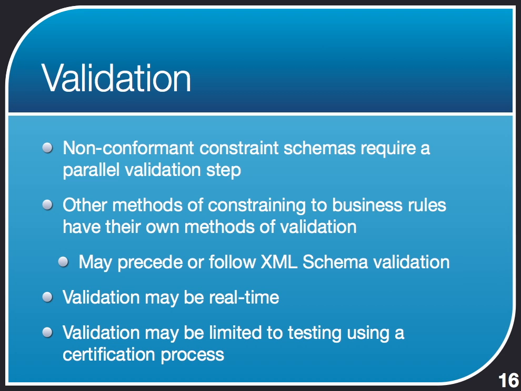Other methods of constraining to business rules, like Schematron, have their own methods of validation. So you can use other ways to constrain your instance document to certain business rules, and each of those other methods will have their own method of validating whether or not an instance document conforms to the business rules that are being defined. That validation may precede schema validation, or it may follow XML schema validation, or it may take the place of XML schema validation. So there's a lot of different ways that can work.